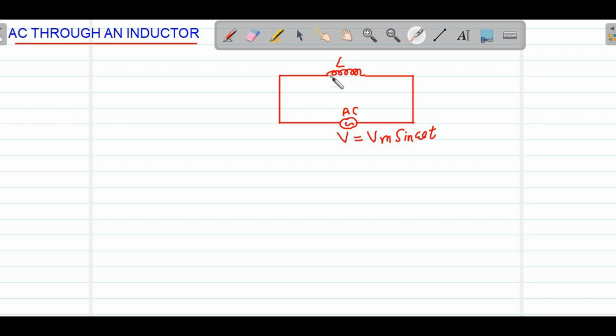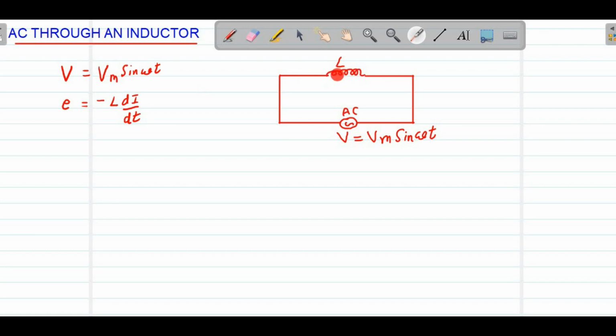Due to the self-inductance, an EMF is induced in the coil, given by E equal to minus L di by dt. So we have two EMFs here. One is the applied voltage, the instantaneous value V equal to Vm sin omega t. The other EMF is induced in the inductor because of its self-induction, minus L di by dt, where L is the self-inductance of the coil. That also is a constant for a given inductor.